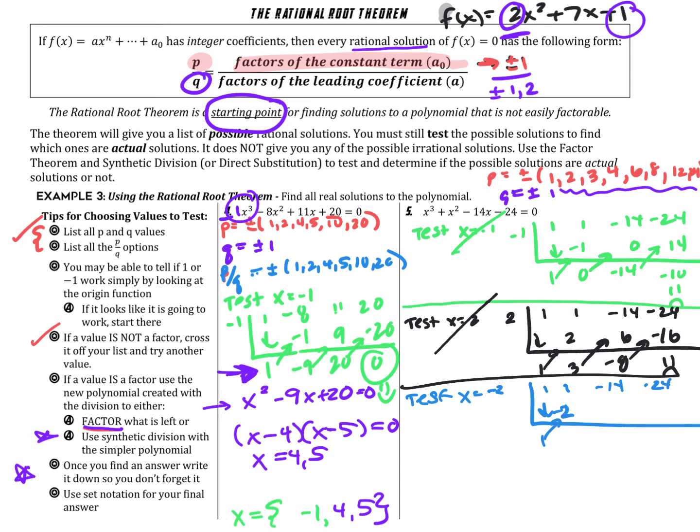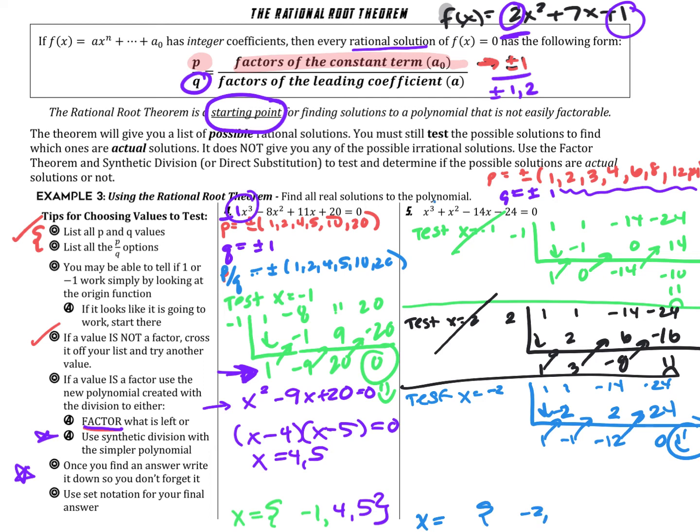-2 times 1 is -2. If I add up and down, I get -1. This is going to give me +2, so -12. Ooh, 24 and -24. We found one. Okay, so the first solution that I just found is -2.